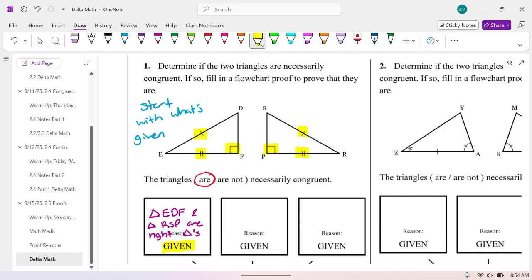So, say it one more time. We can't claim that because it's not marked. We're going off the base of what's marked. So DE, you mean, right? Yeah. So DE and SR are congruent. We can state that because it was given. So DE is congruent to SR. And again, the reason, it's what's given to us.